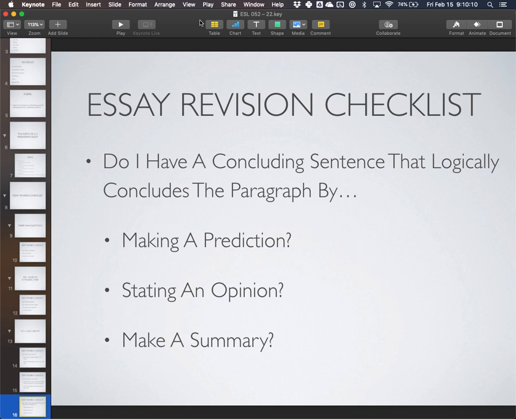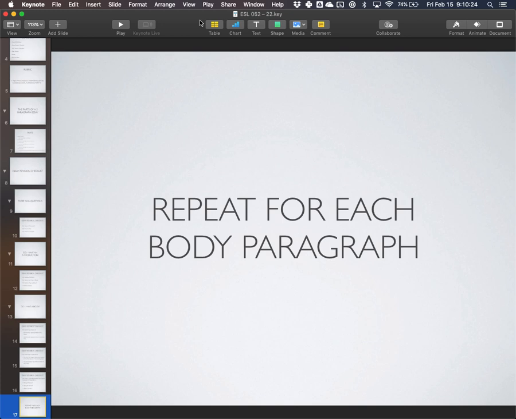Yes? So for these three points, would you choose one? One, yes. You make a prediction, or state an opinion, or make a summary, right? Not all three. Good question. Okay, then repeat that process for every single body paragraph. Check every single one individually.